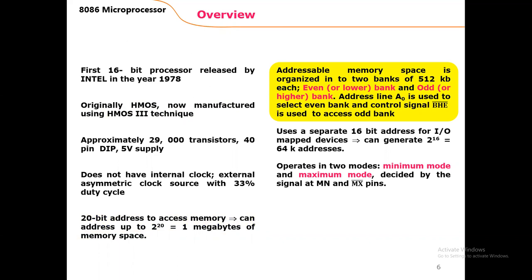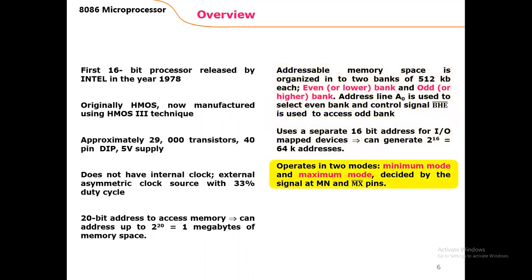So in the 8086 Intel microprocessor, there is an even or lower bank and a higher bank address. Address lines start from A0 up to A15. A0 is used to select the even or lower bank, and a control signal called BHE, bus high enable, is used to access the odd or higher bank.